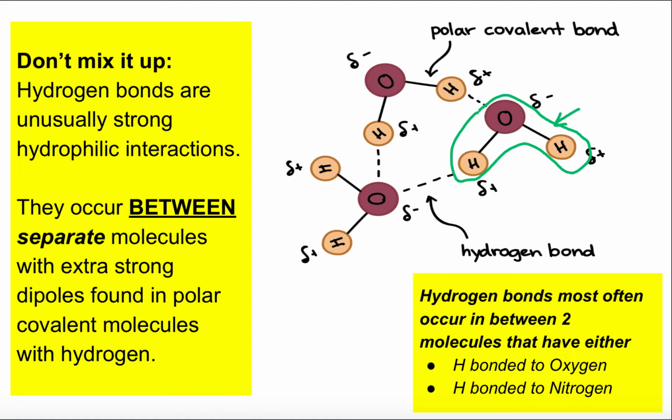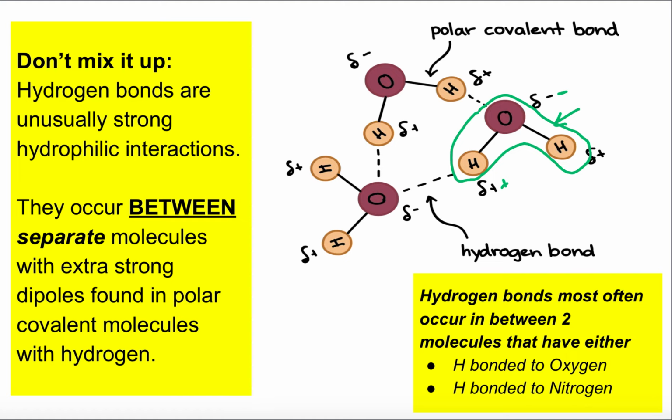However, because it's a polar covalent bond that includes hydrogen in it, then what it actually does is it makes these dipoles not just partially charged, but super partially charged, meaning they're not quite as strong as an ion's full charge, but they're much stronger in terms of their strength of charge compared to a different polar covalent molecule that doesn't have hydrogen in it.